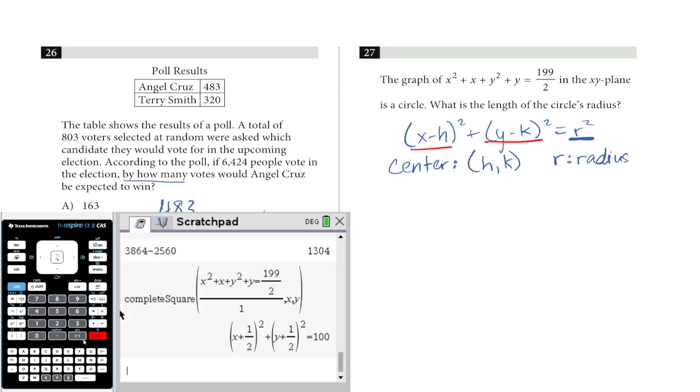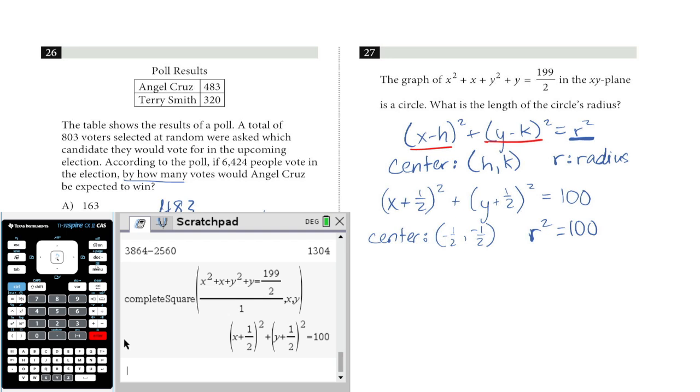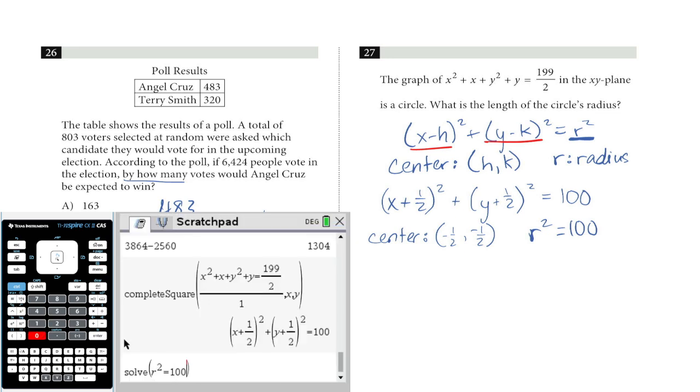And if you notice, they gave us the equation as (x plus 1/2) squared plus (y plus 1/2) squared equals 100. So I can now say that the center for this circle is at negative 1/2 comma negative 1/2. So if there was a question to ask for the center, I could answer that. And that r squared is equal to 100. So I can now solve for that. Menu 3, 1, r squared equals 100 comma r.